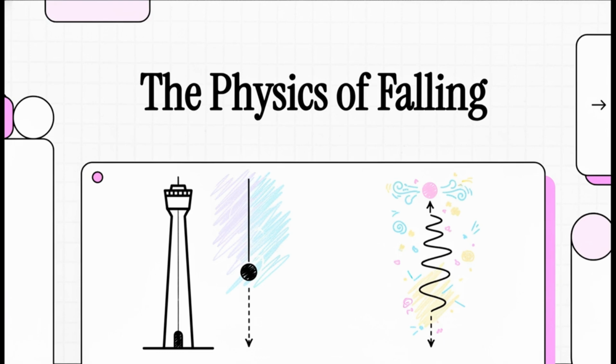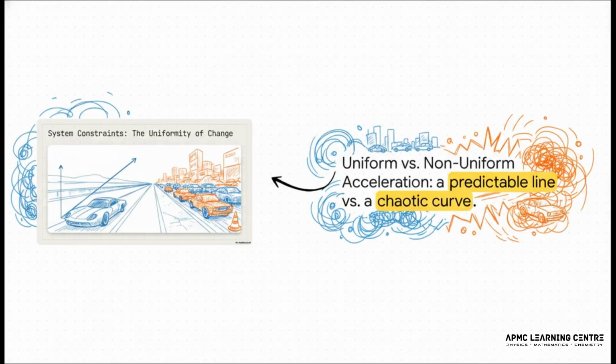From the perfect, straight lines you see in physics textbooks to the messy, beautiful curves of the real world, all to understand what's really going on when something falls. So right off the bat, you can see two totally different stories here. Over on the left, you've got this clean, predictable, straight line. That's what we call uniform acceleration. But on the right, it's a jagged, unpredictable curve.